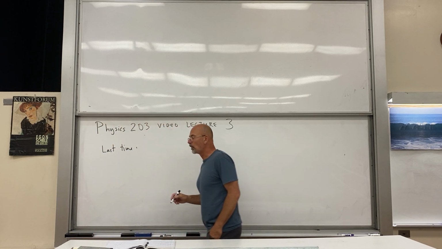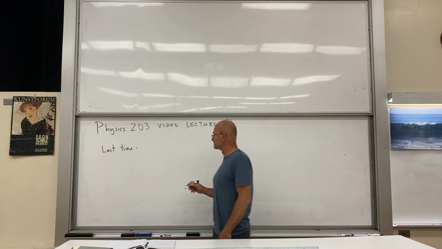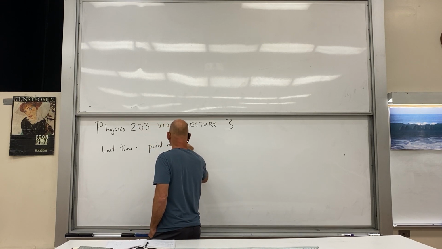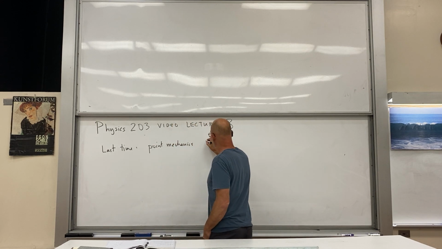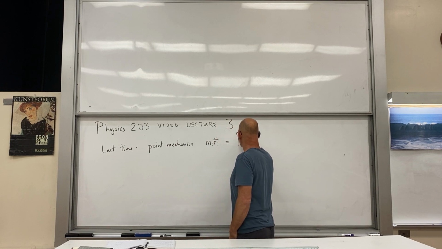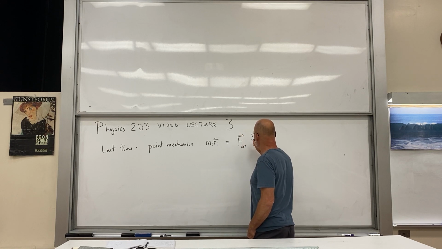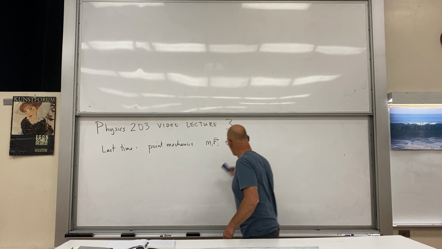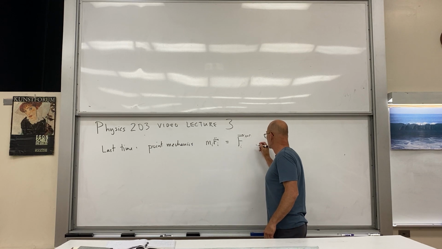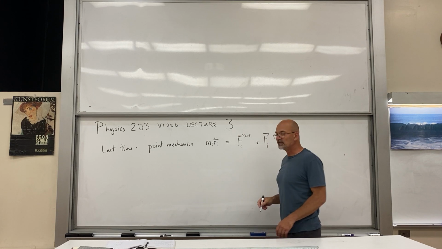we went from point mechanics, Newtonian point mechanics, to the variational principle. So I'll just write point mechanics, in which we have mass times acceleration is equal to force. In fact, we had it in the form external force, how did I write that? F sub I external plus F sub I constraining force.